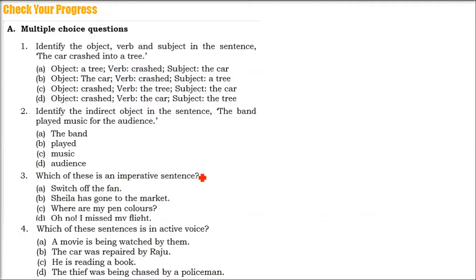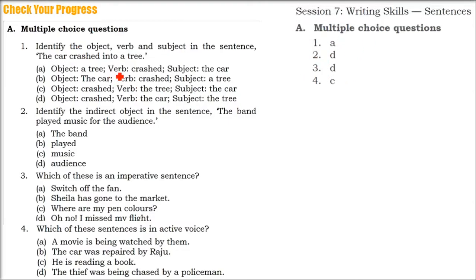Now let us take question and answer. Identify the object, verb and subject in the sentence. These are the answers from NCERT. The car crashed into a tree. So the car is the subject, tree is an object, and crashed is the verb. Okay, so car is subject, tree object, crashed is verb.